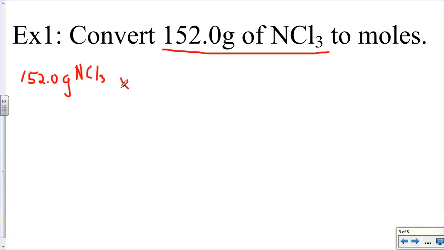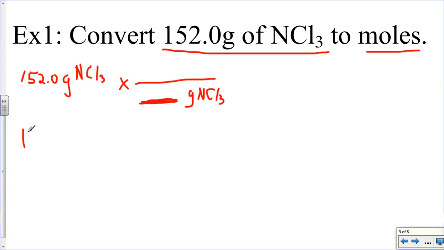and in order to get this gram unit to cancel off, now the gram unit right now is in the numerator position, and in order to get it to cancel off, it must go in a denominator position. So we're just going to put gram NCl3 here, and we are converting to moles. Now we have to come up with a number to put with our grams. Okay, this is where your periodic table comes in handy.